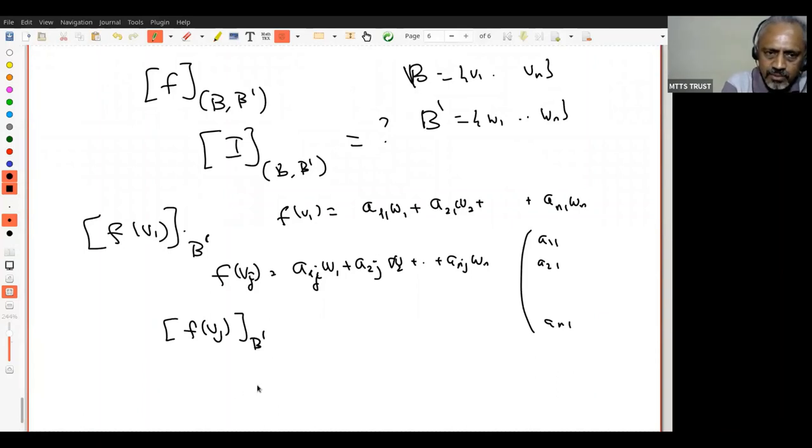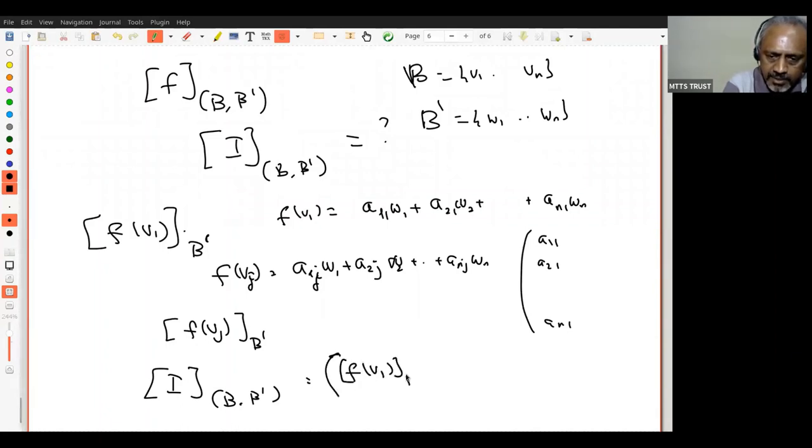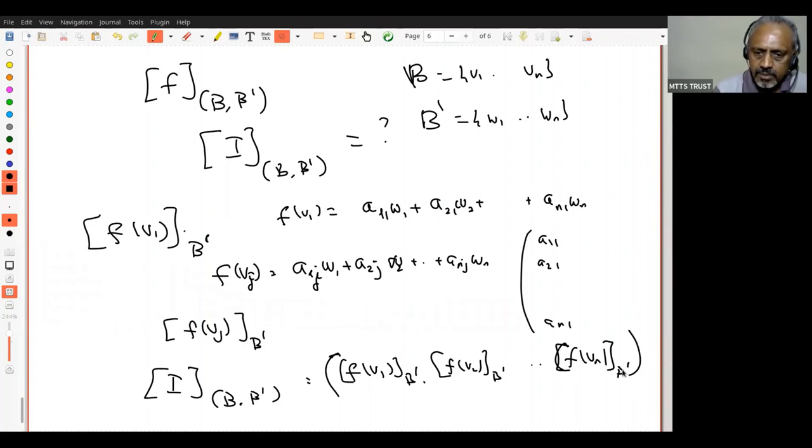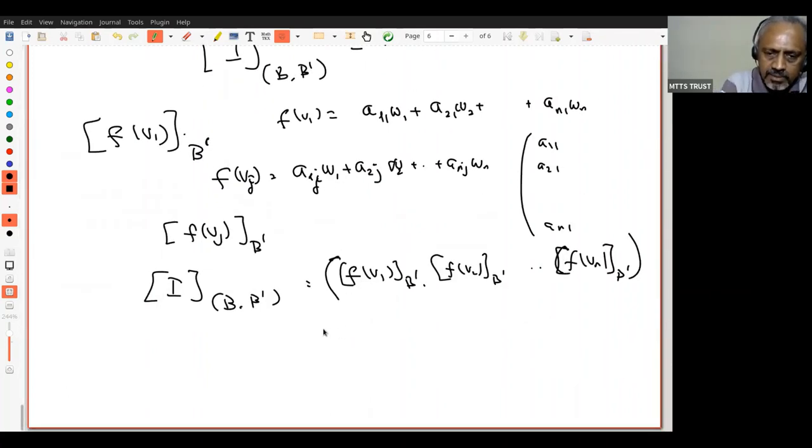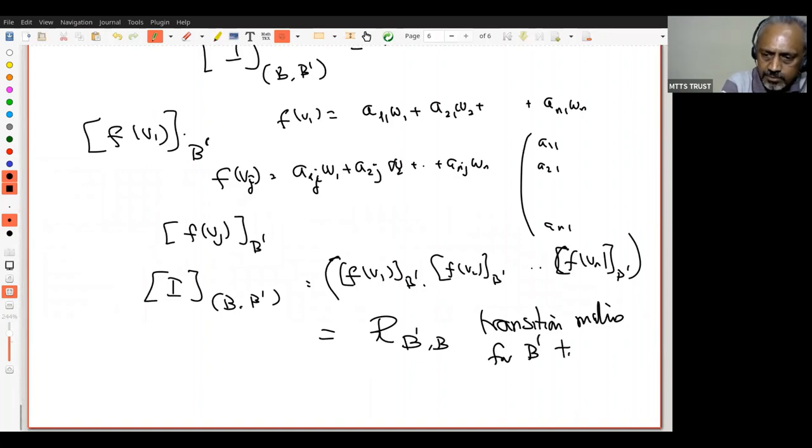Right. Therefore, the identity map with respect to B, B dash is the matrix whose columns are f of v1 with respect to B dash, f of v2 with respect to B dash, up to f of vn with respect to B dash. But notice that this was, by our definition, the transition matrix from the ordered basis B dash to B.